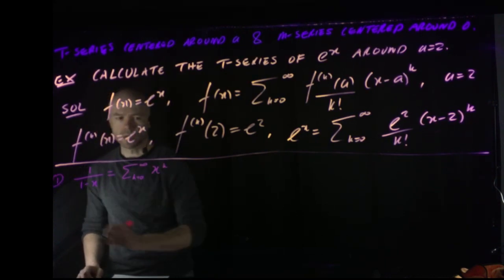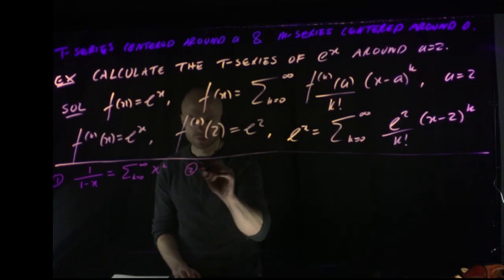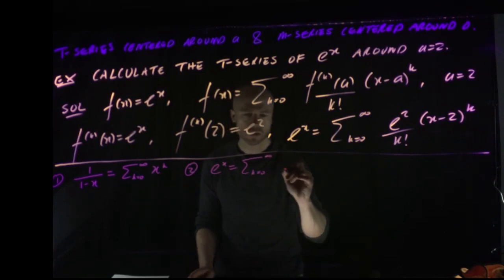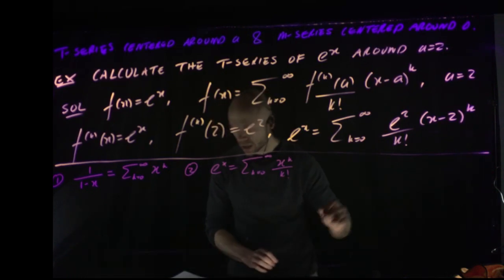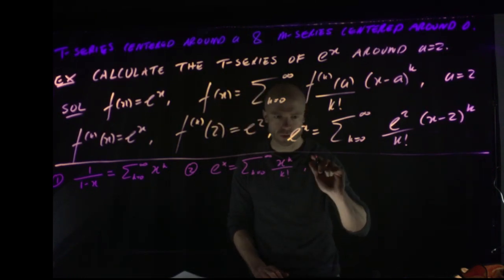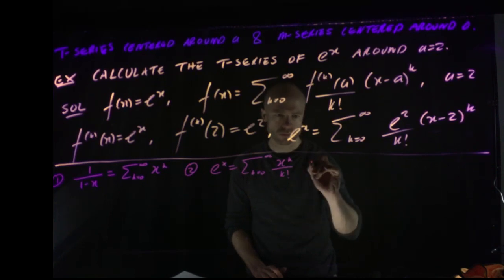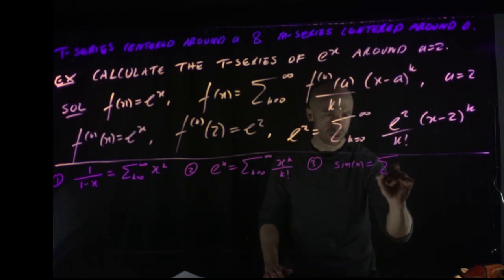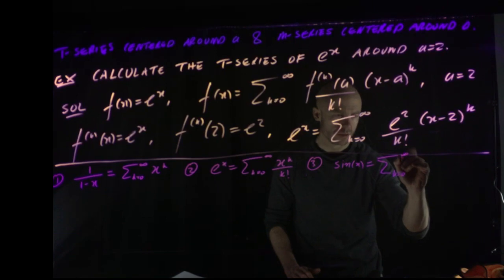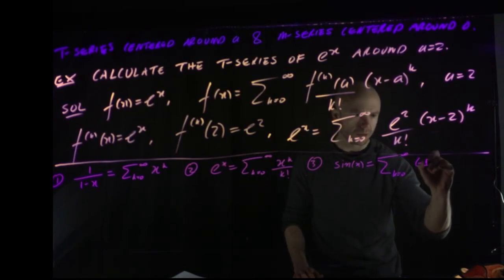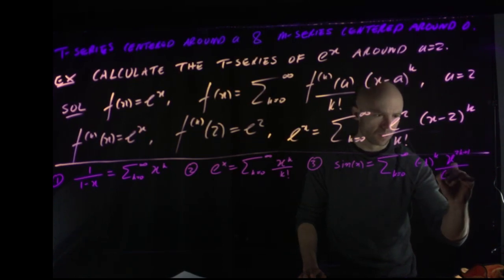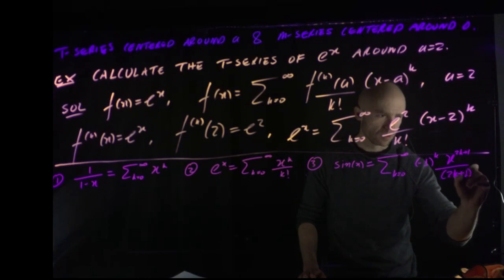Let's put it over here. This is 1. The next one, I've written it lots of times. Let's write it again, e to the x. It's this thing. The next one is sine. Let's put that as 3, which we've also already done. So sine of x equals the sum from k equals 0 to infinity of minus 1 to the k, x to the 2k plus 1 over 2k plus 1 factorial.